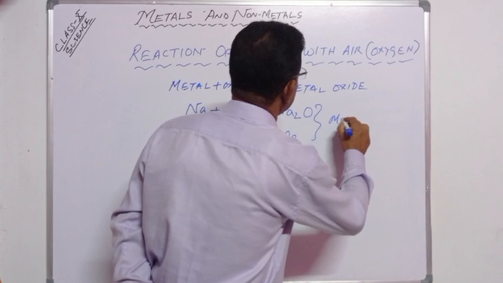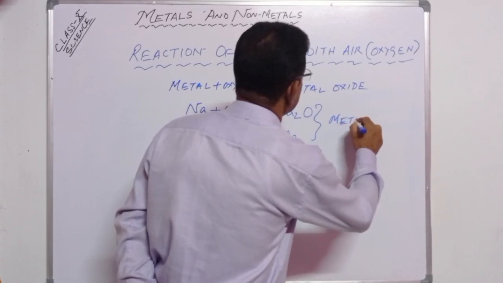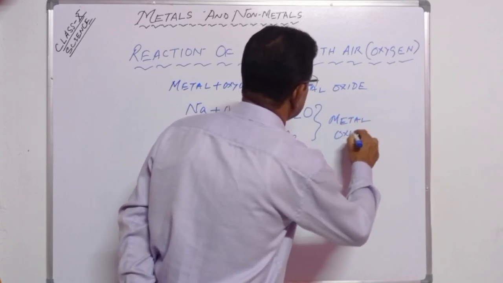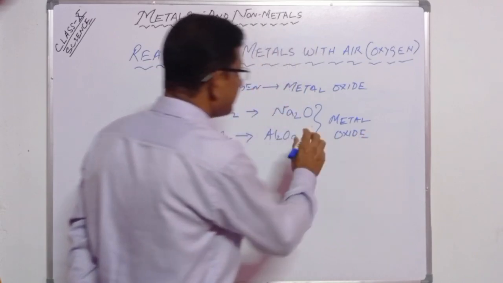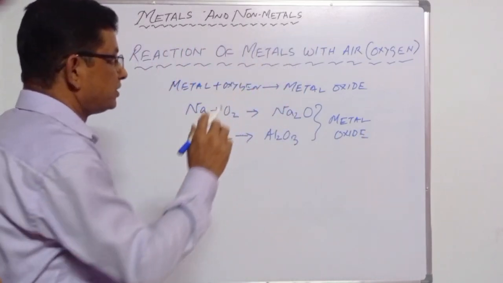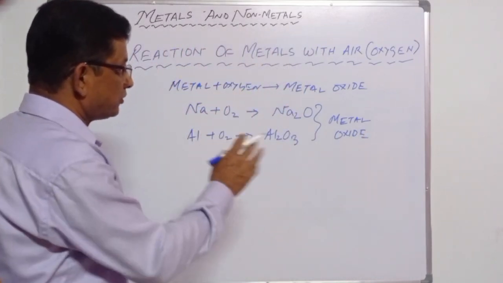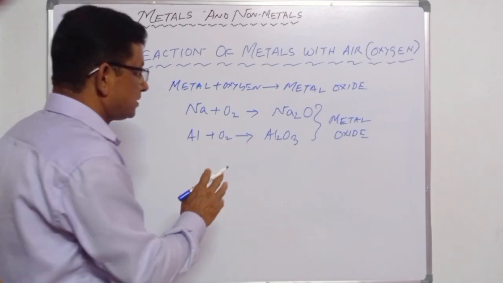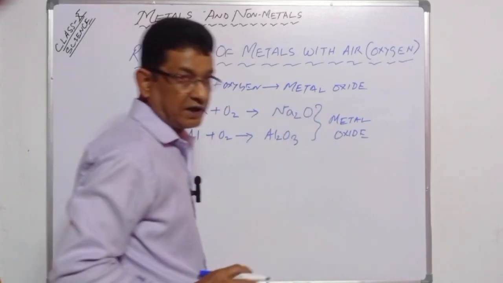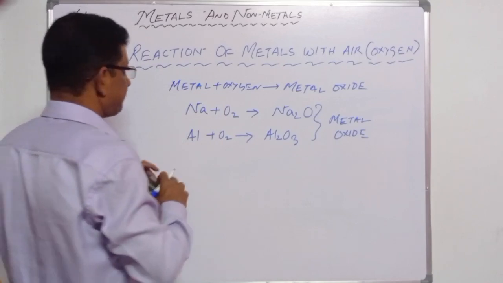So these are metal oxides. So when metal reacts with air or oxygen, it will produce its respective oxide. Simple.